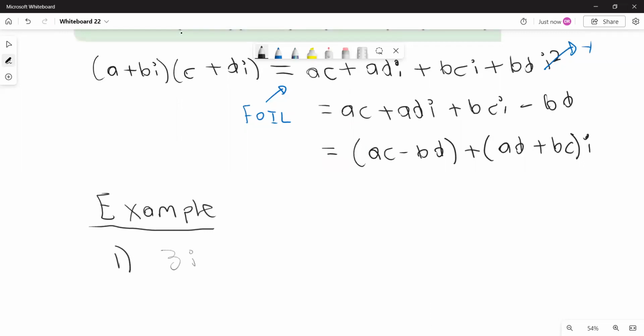So multiply 3i times negative 4 plus 5i. So what we do is distribute. 3i times negative 4 is negative 12i. And 3i times 5i is going to be 15i squared. But i squared is negative 1, so this is negative 15 minus 12i.